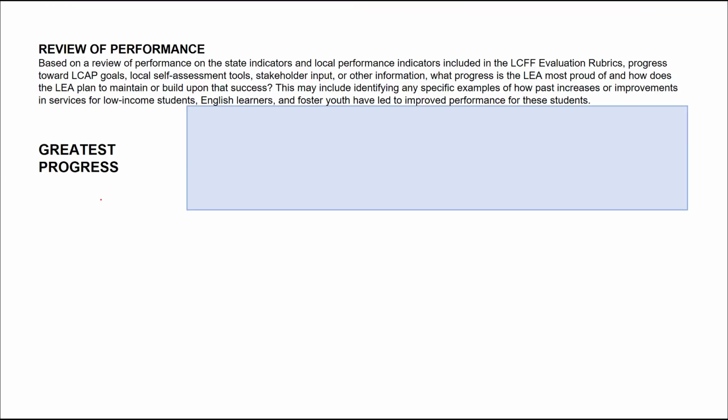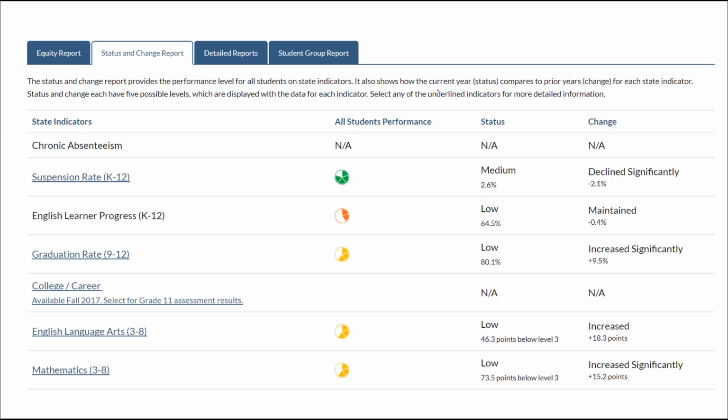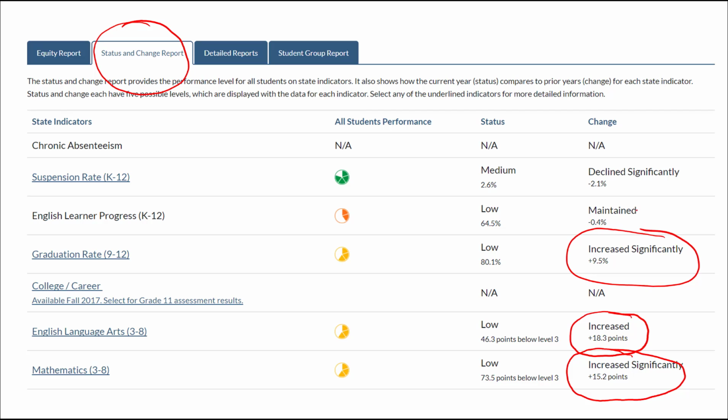So greatest progress, this is the opportunity for you as a district and also as a school site to really highlight your story, create your story on the things that have really led to improved performance for students. And so you may look to the LCAP for that, because you can go deeper into the LCAP. Right here in the status and change report, you can highlight things that have been going on in the district that have gone well. And so, increasing by 83 points on ELA and increasing 15 points in mathematics are called increased and increased significantly. And so huge terms next to those. And so those areas, great growth, feel very good about it.